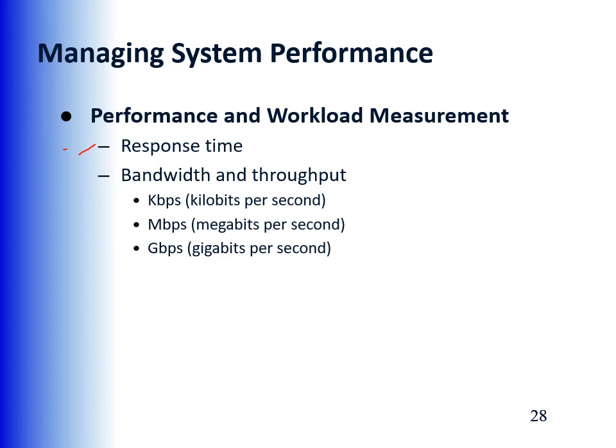Next is bandwidth. Bandwidth describes the amount of data that the system can transfer in a fixed time period. Bandwidth requirements are expressed in bits per second. Depending on the system, you might measure bandwidth in kilobits per second, megabits per second, or gigabits per second.